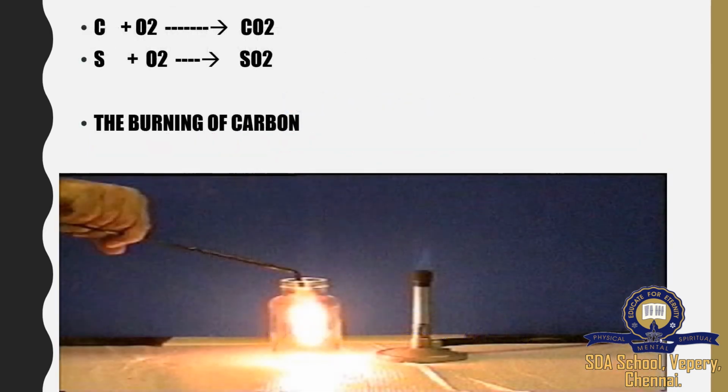In other combination reactions, when carbon combines with oxygen, it forms carbon dioxide, and sulfur combines with oxygen to form sulfur dioxide. Here we have an example of a reaction, the burning of carbon. The carbon burns with the splinter. What is happening? It is producing carbon dioxide. So when carbon is burnt, it produces carbon dioxide.